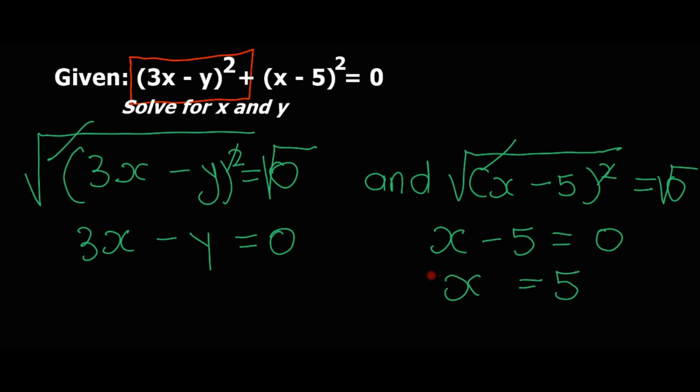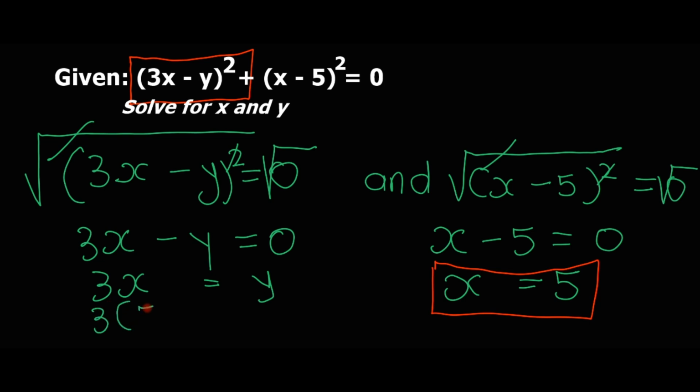And now, because we know the value of x, we can simply find the value of y. So this means 3x equal to y. And from there, this is 3 times 5 equal to y. Therefore y must be 15. So these are the values of x and y. x must be 5 and y must be 15. So this is how we solve this problem.